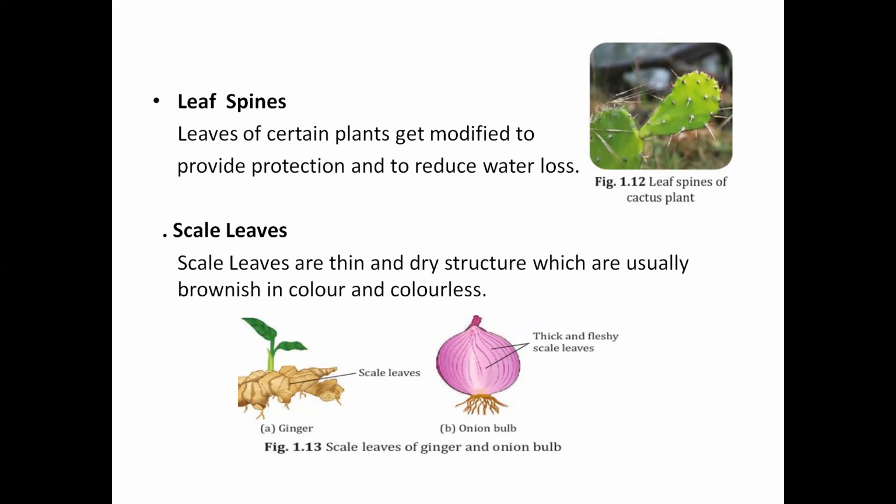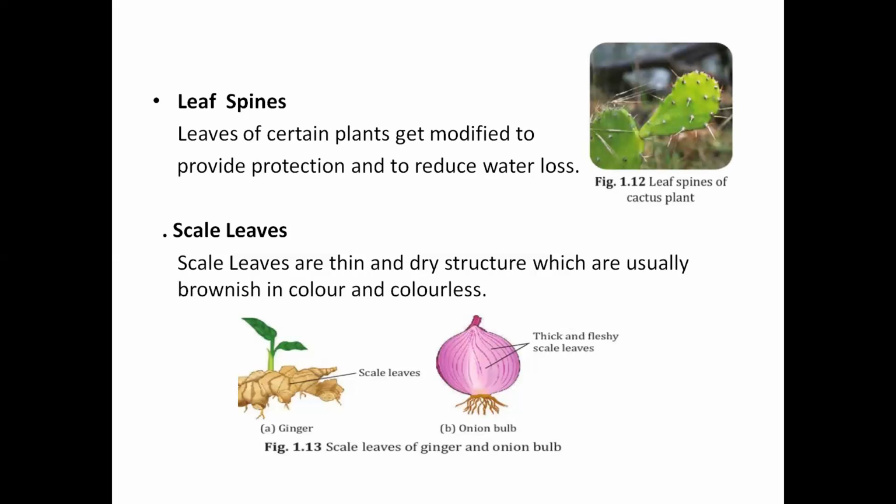So leaf of certain plant get modified to provide protection and to reduce water loss. Example, as we can see in the diagram, cactus plant. So leaves are modified into spines and reduce the loss of water by transpiration, because the cactus plant grows in desert areas and there is scarcity of water, means water is not present in large amount. The leaf spine also protect the plant from the grazing animals like goat and sheep.